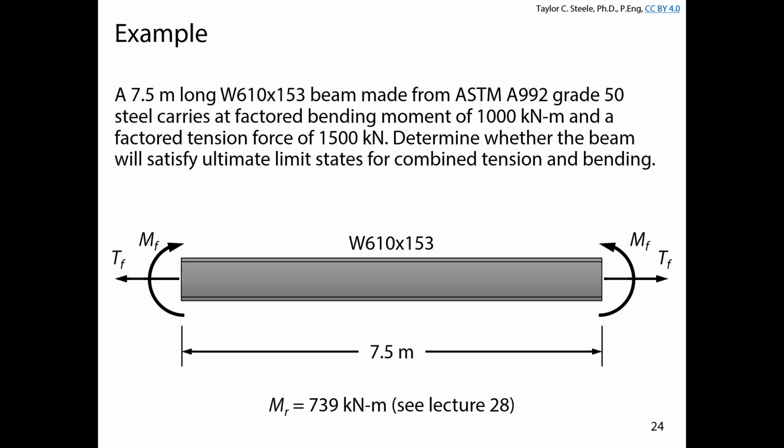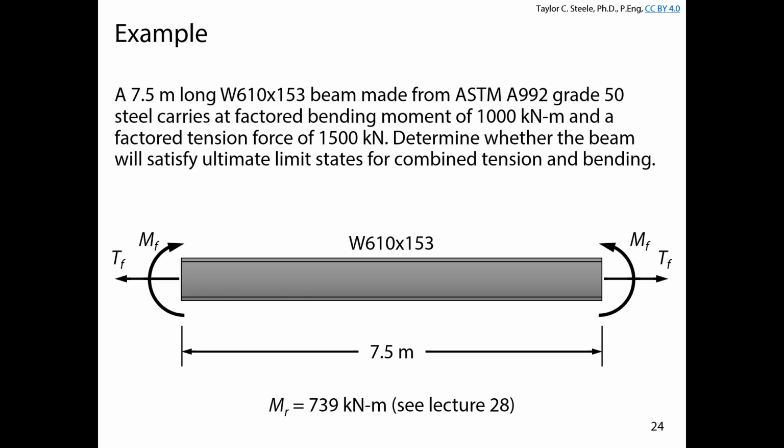We've got 1,000 kilonewton meters divided by 0.9 times 1587 kilonewton meters. And it should be obvious, based on that equation, that that's going to be less than 1. We end up with 0.7, which is less than or equal to 1. Okay, so we had to check that.